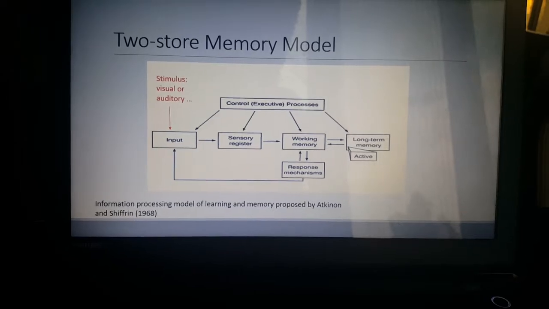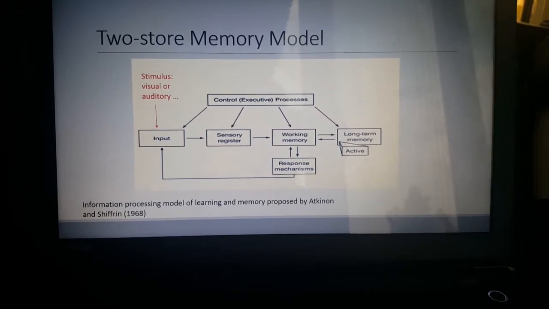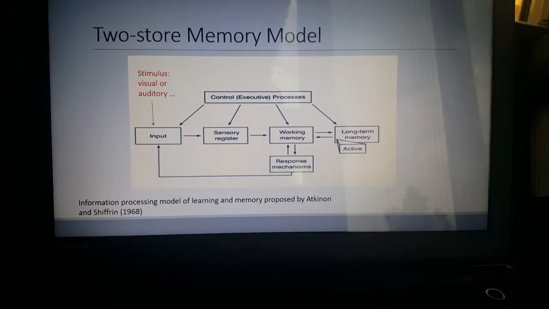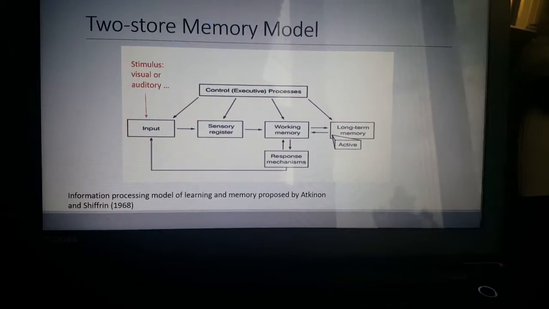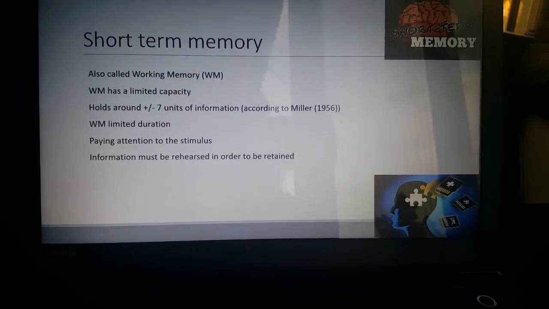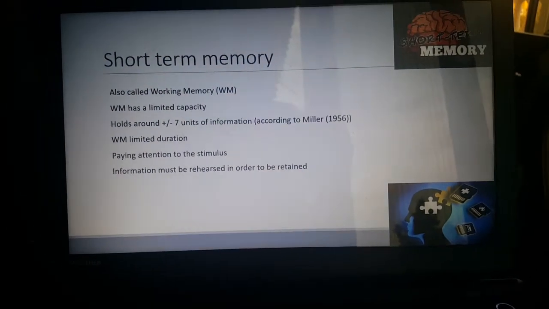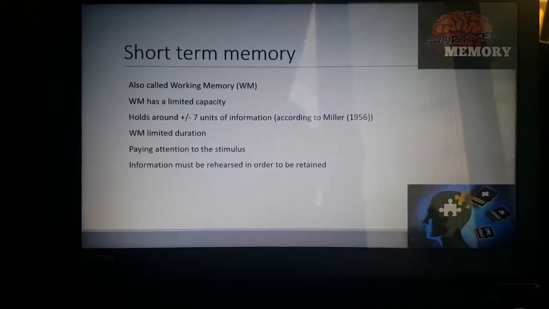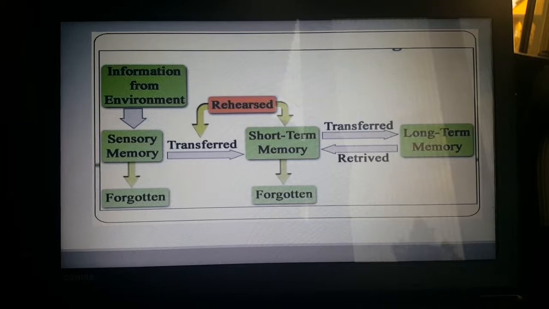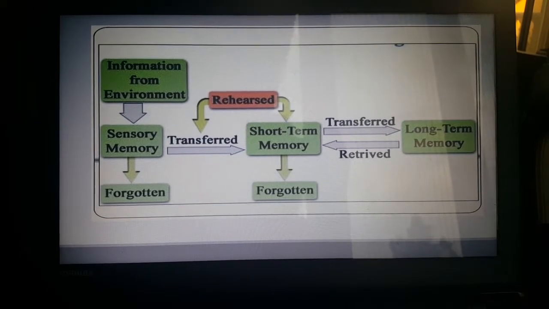It starts with a stimulus, which can be visual or auditory, and then it reaches the sensory register. It has a huge capacity but a very short duration, and then the information goes to the working memory, or short-term memory. It has a limited capacity, holding around 7 units of information, plus or minus 2. It has a limited duration. The information must be rehearsed in order to be retained.